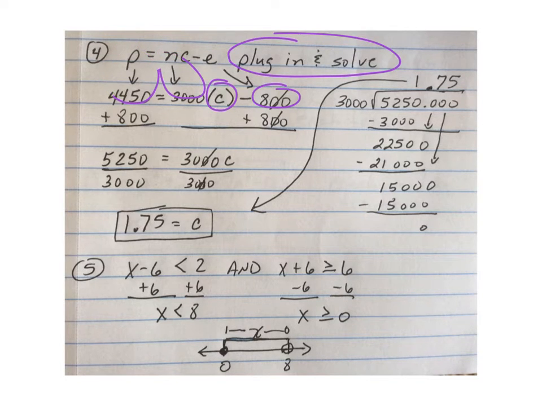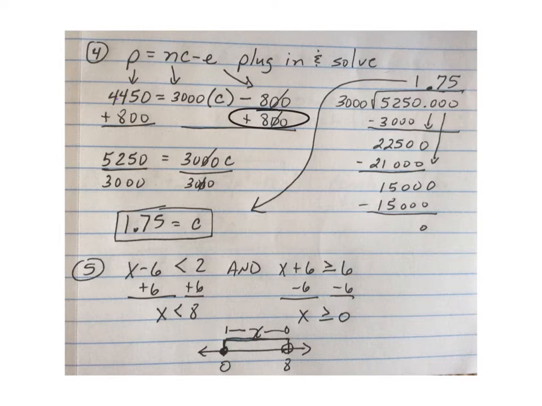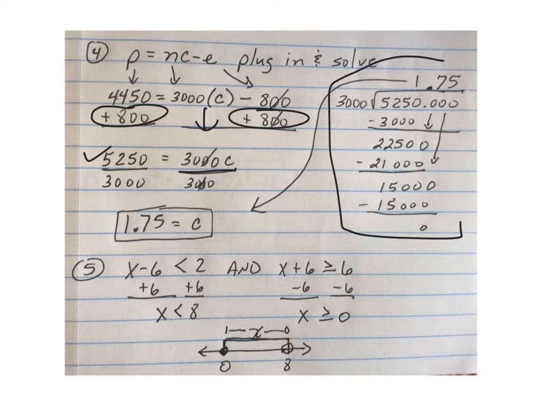Now, in order to do that, what you have to do is you got to get rid of the 800. So, I add the 800. That gives me 5250. I then bring down the 3000C. I divide both sides by 3000, and C is equal to 1.75. If you don't have a calculator, this is what I expect you to do on your test.